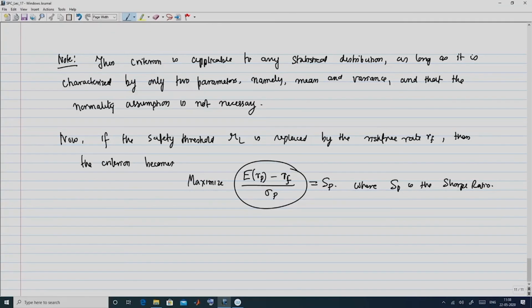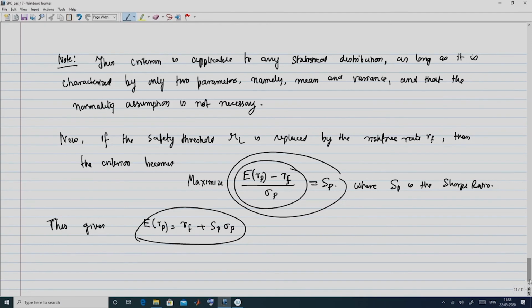So, this means that the Roy's criterion essentially reduces, in case of the safety threshold RL being equal to the risk free rate, to the problem of maximization of the Sharpe ratio. So, accordingly what you can write is that E(Rp) is equal to Rf plus Sp into sigma p. So, from this relation we get E(Rp) equal to Rf plus Sp sigma p.